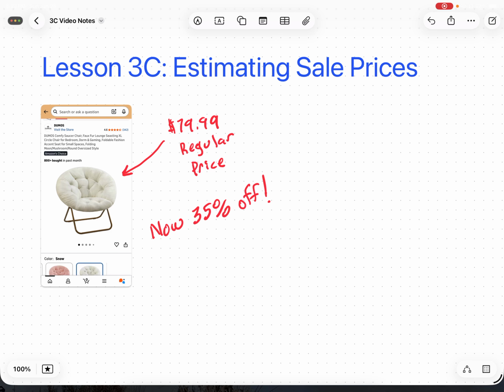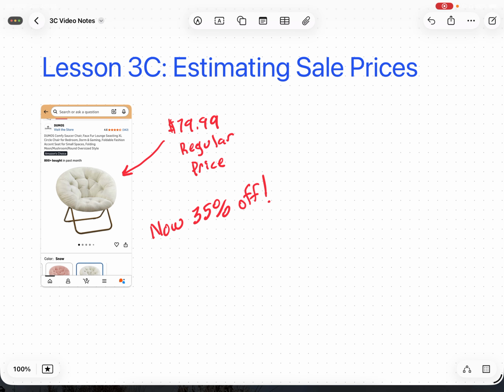Hello. Sometimes it's useful to quickly use mental calculations to estimate actual calculations. The goal of lesson 3C is to develop a strategy for making those mental calculations, specifically quickly estimating discount and sale price.